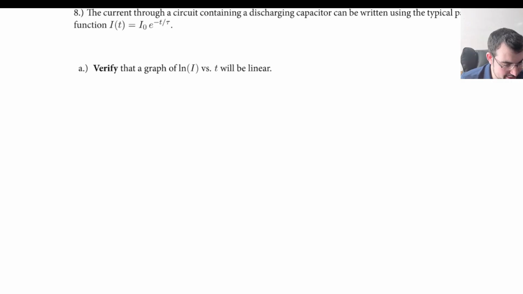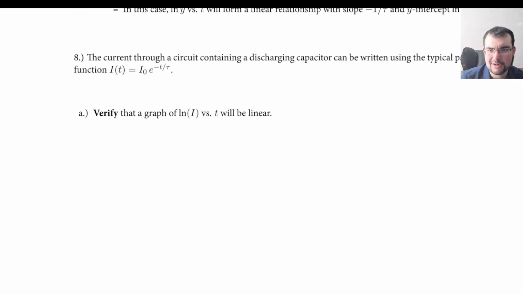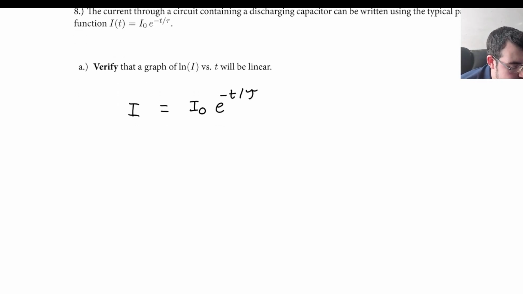So we'll show that this is linear. This is a common parent function. We know the current through these objects typically decreases, so it's pretty safe to assume that most of these capacitor problems have a current function that looks like that. So let's show that the linearization trick works. So I is equal to I0 e to the negative t over tau. And the trick here is to ln both sides. So if I take the natural log of I, that's going to be equal to the ln of this entire quantity.